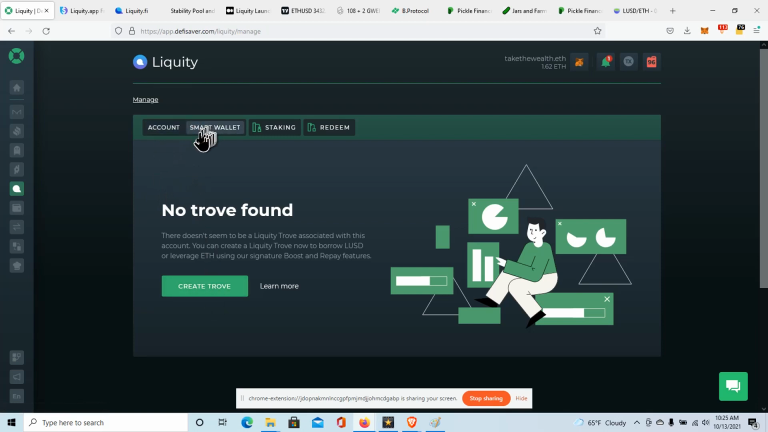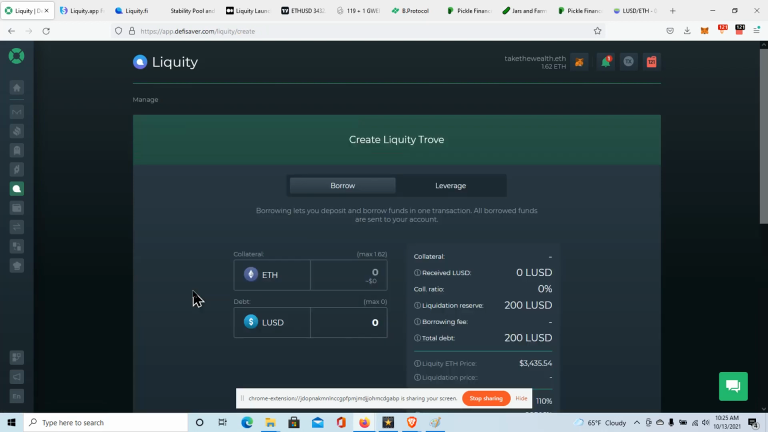In order to use the more complicated transactions, you have to open up a smart wallet, which basically gives permission to DeFi Saver to do these more complicated transactions. You still have total control of the wallet. Nobody could touch your funds. It's still non-custodial. So just keep that in mind. This is so you open up a smart contract.